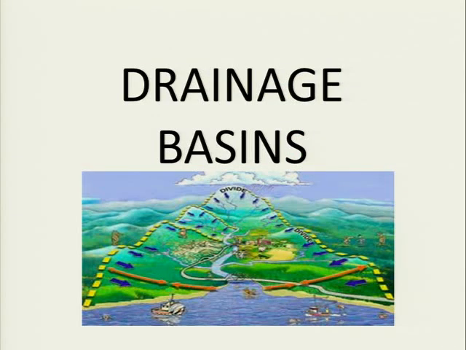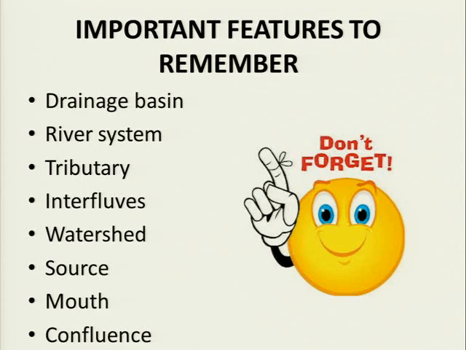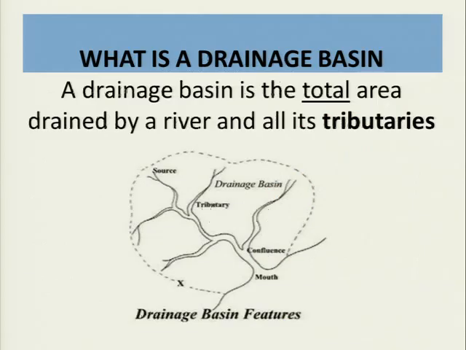Right, what is a drainage basin? A drainage basin has very important features that we have to remember. The river system, the tributary, the interfluve, the watershed, the source, the mouth, and the confluence. Remember, you must be able to identify all those features on a topographical map or on a picture that they give to you during the exam.